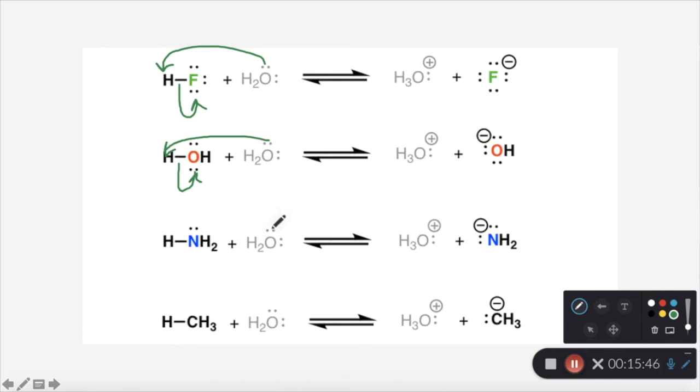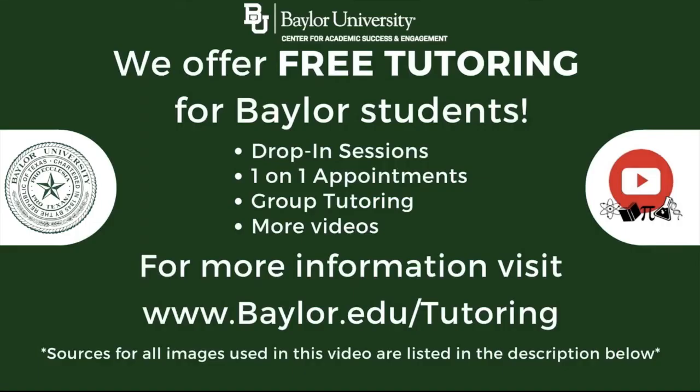And again, lone pair grabbing the hydrogen. Hydrogen donates its electrons back to that nitrogen. So now you have H3O plus and NH2 minus. And then again, you have that water grabbing hydrogen, donating its electrons back to that carbon. So now you have H3O plus and CH3 minus.